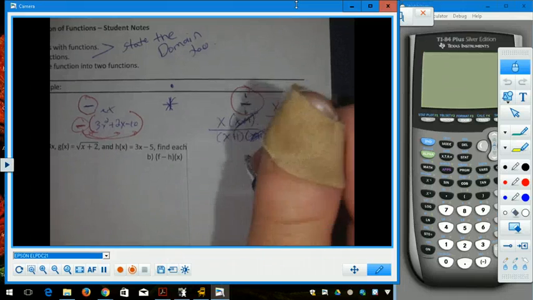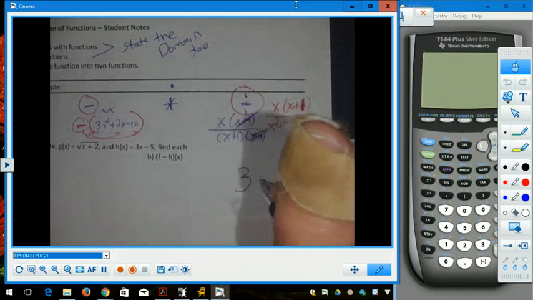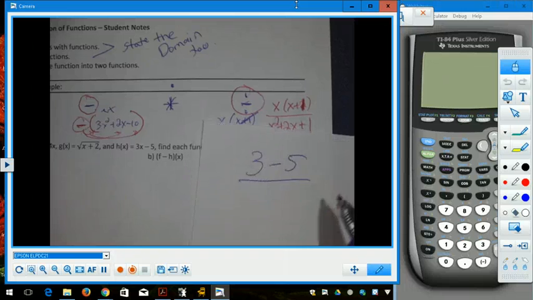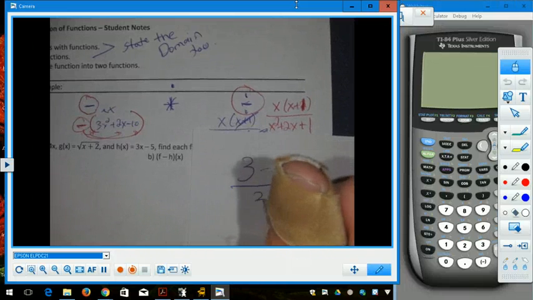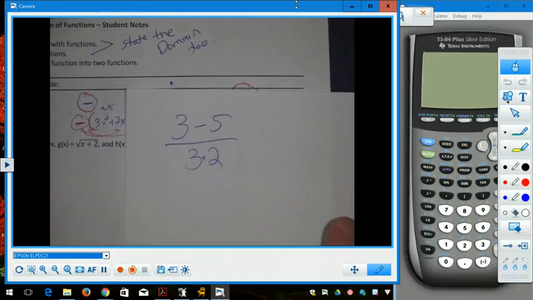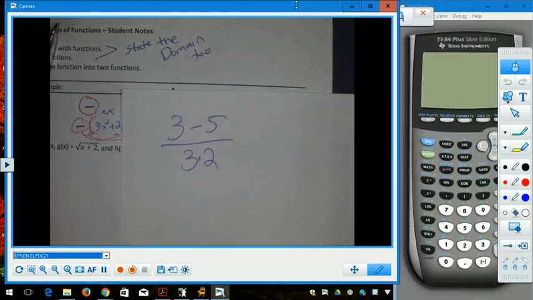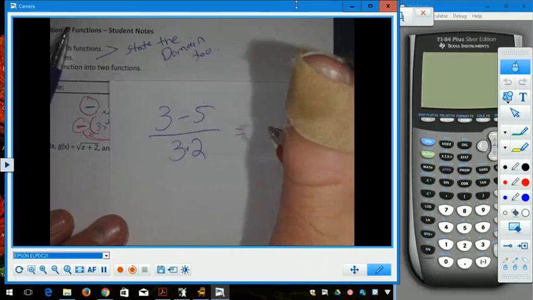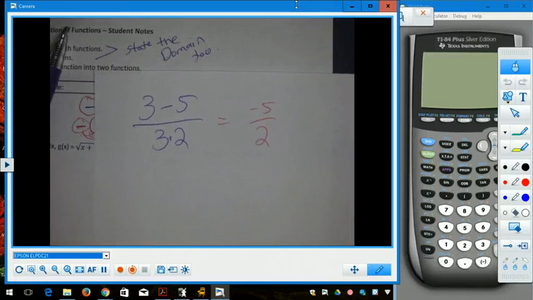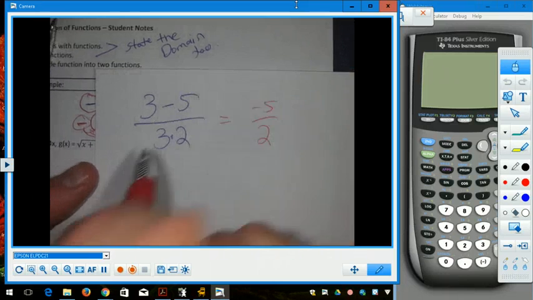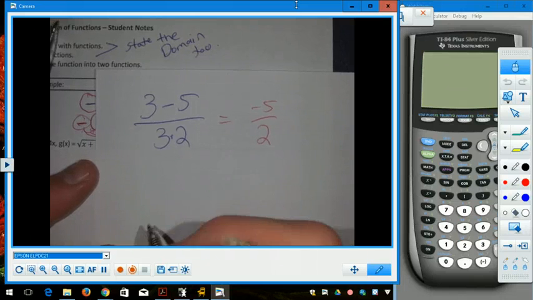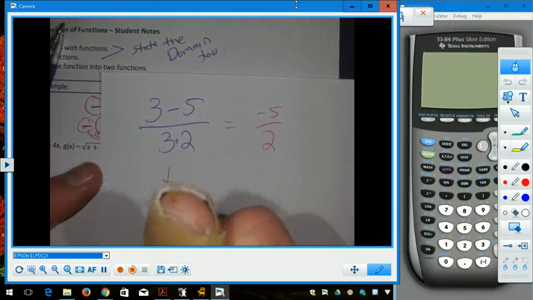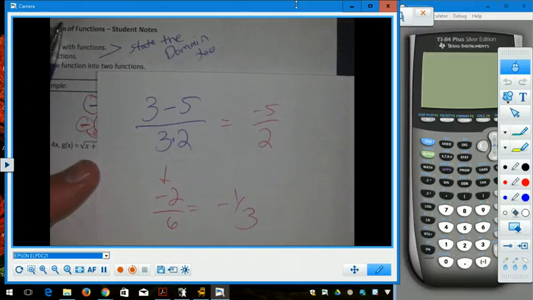Another caution, and just because I have people who do this all the time, we got 3 minus 5 over 3 times 2. You don't have to write this down. But I have people all the time who do this. They cancel out the 3's. And then they're like, oh, yeah, that's negative 5 halves. Now, they don't do this with numbers because they know it doesn't make sense with numbers. But with variables, they do it all the time. Is this really negative 5 halves? No. It's actually negative 2 over 6, which is negative 1/3.